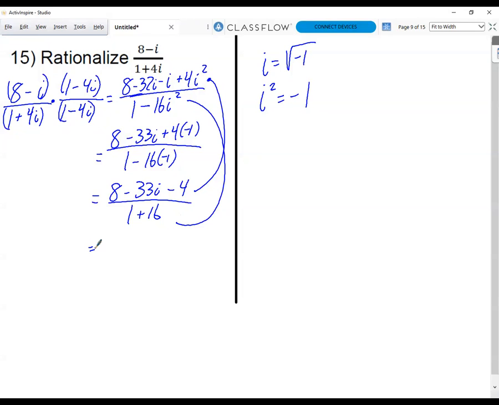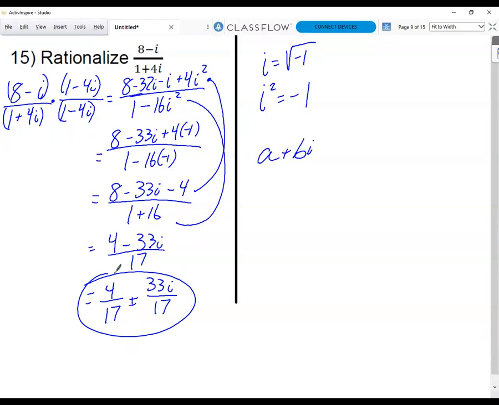Now remember, we want to get in the form of a plus bi, because i can't be with it because it's imaginary. So we need to have our constants and our i's separated. 8 minus 4 is going to be 4 minus 33i over 17, which means our final answer is 4 over 17 minus 33i over 17. That's it.